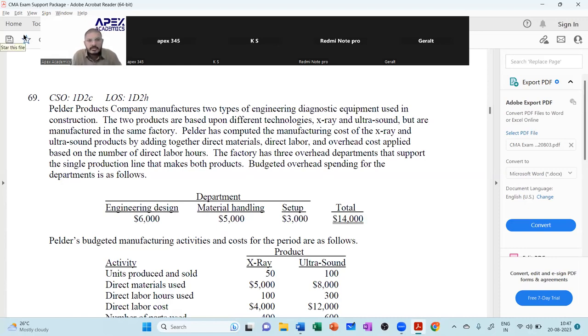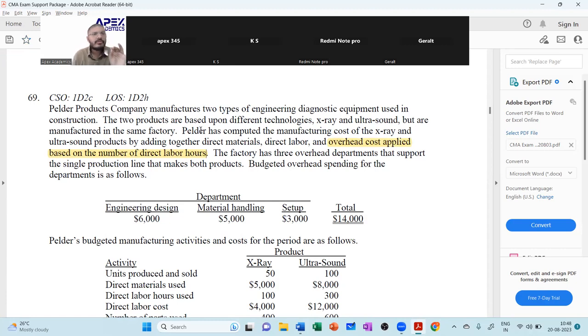Pelder Products Company manufactures two types of engineering diagnostic equipment used in construction. The two products are based on different technologies. The first product is based on X-rays and the second is based on ultrasound, but they are manufactured in the same factory. The company has computed the manufacturing cost of the X-ray and ultrasound products by adding together direct materials, direct labor, and overhead cost applied based on the number of direct labor hours. At this present moment, overheads are applied based on direct labor hours.